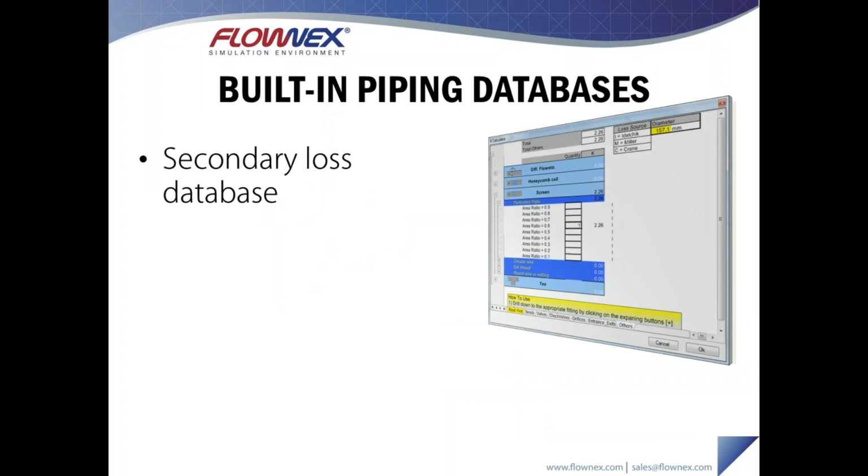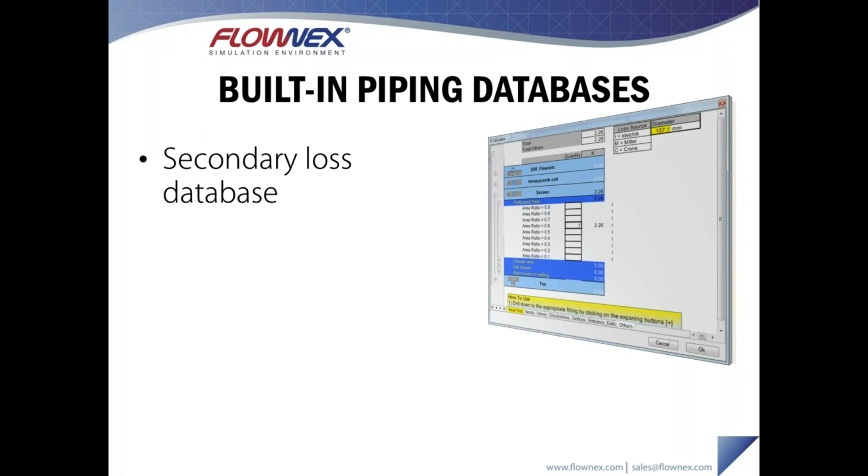In terms of the additional databases, our piping components have many other little plugins, for lack of a better word, and they just provide the user with little databases that they can use to add secondary losses to their system, as well as a couple of other useful inputs. So what we see over here is a screenshot of our secondary loss database. In this screenshot, I'm just specifying the secondary losses for a screen inside of a pipeline. So perhaps there was a perforated plate with an area ratio of 0.6. This, according to the theory developed by Idelchik, has a secondary loss of 2.26.